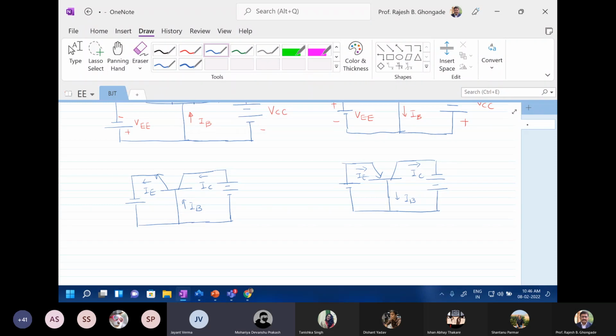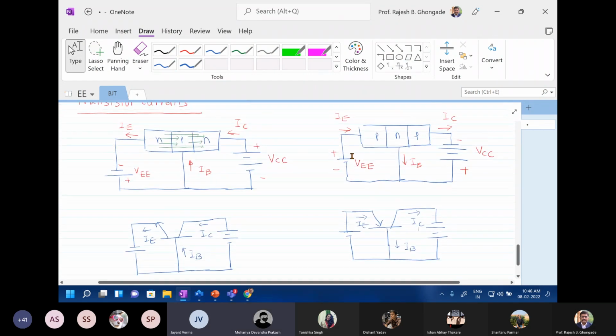So, sir, I have a doubt in PNP transistor. In PNP transistor, the direction of flow of minority charge carriers is from left to right, and the current direction is also from left to right, right? Correct. But in NPN transistor, the direction of flow of current is opposite.